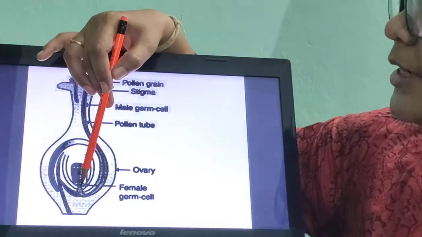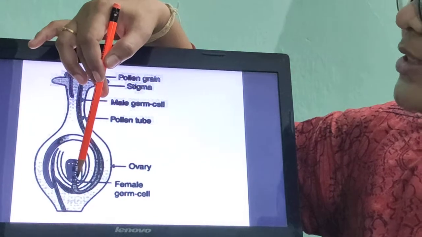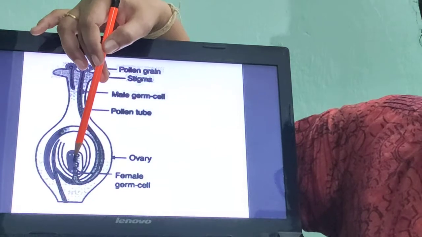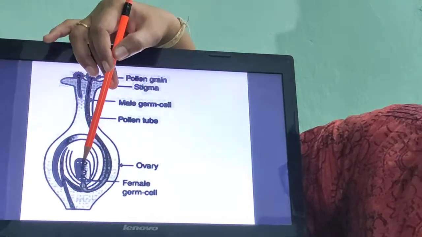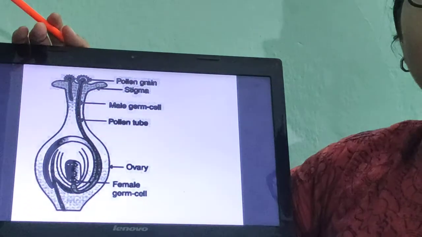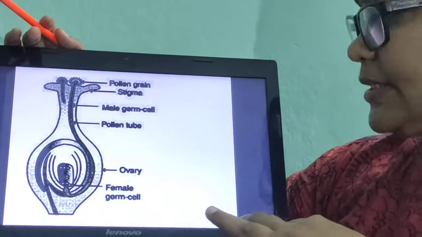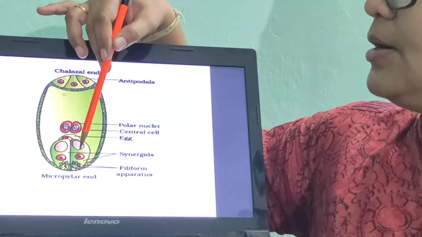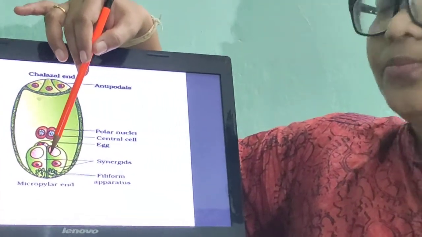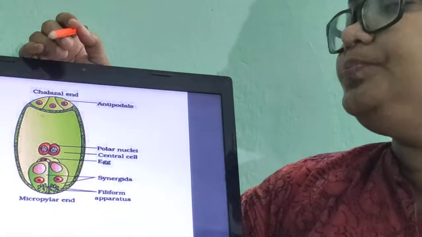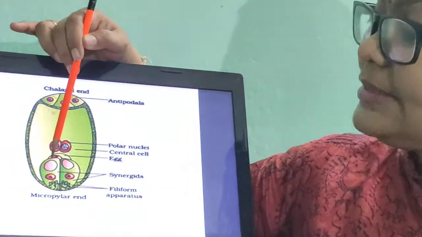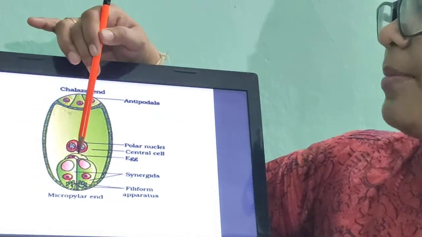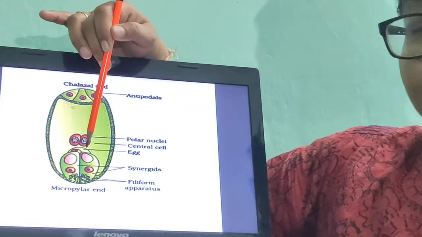This pollen tube bursts when it enters the female gametophyte or the embryo sac, to release the male gametes. So the synergids guide the movement of the male gametes. Clear? So the synergids are present here for guiding the male gamete. Clear? Then the egg cell is responsible for fertilization. When the male gamete enters, the male gamete fuses with the egg or the female gamete.